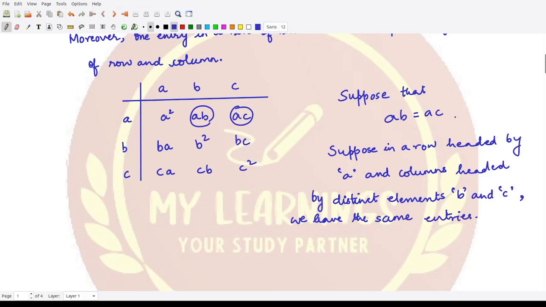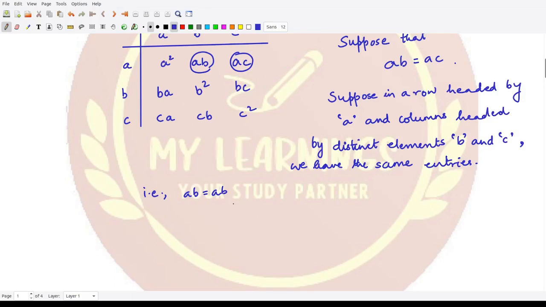So once you have this, we are talking about AB is equal to AC. Here you can apply the left cancellation law, or you can pre-multiply with what? A inverse. So that here you would have B is equal to C, right? So this gives us a contradiction because we have assumed the elements to be distinct, right? They are not the same.